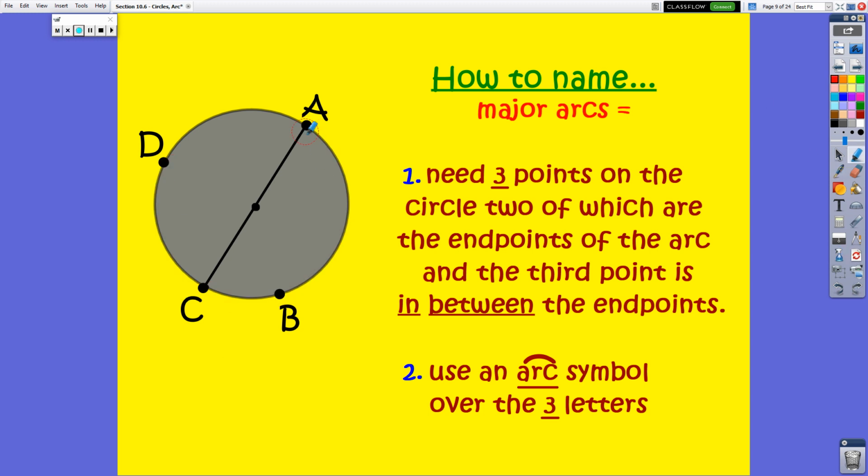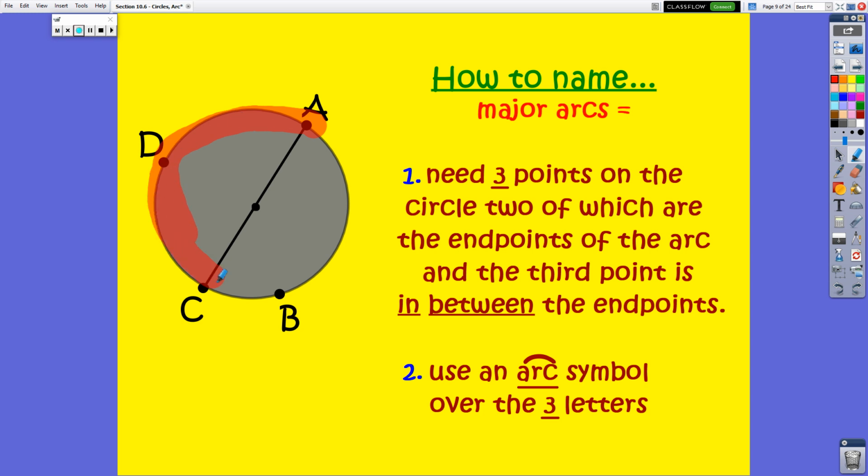So even if I named it A, B, D, you might go, but what about point C? I didn't use it at all. I just ignore it. I can only use 3 letters. So if you go across 4 points, then you just skip one of the 2 middle letters, and it doesn't matter which one.